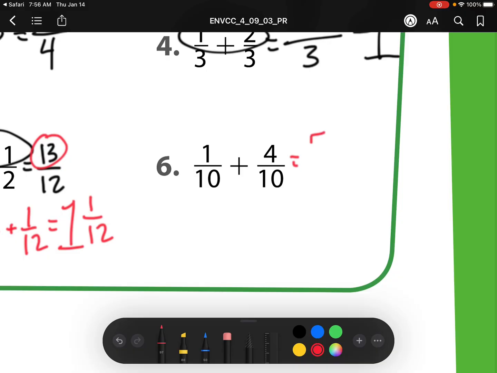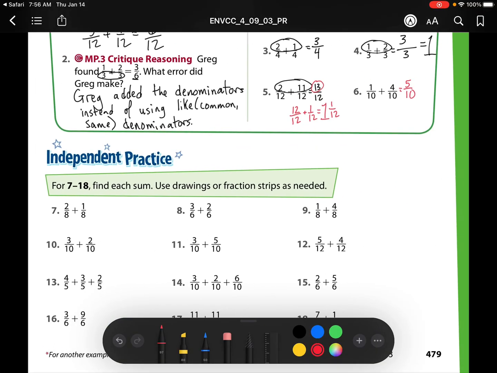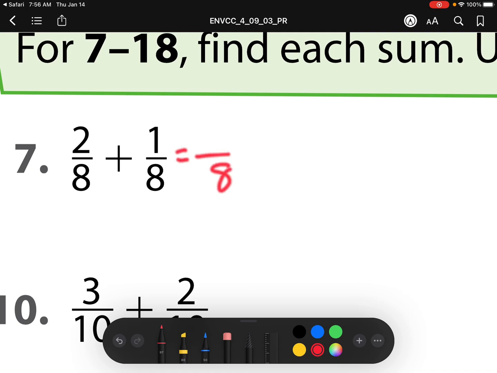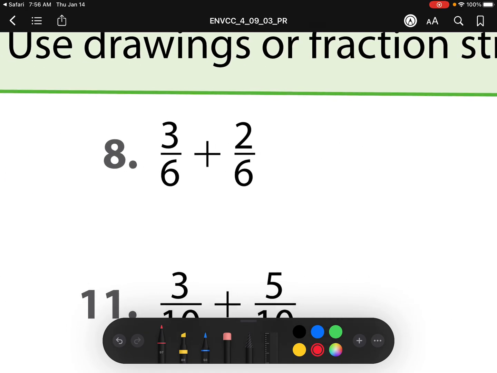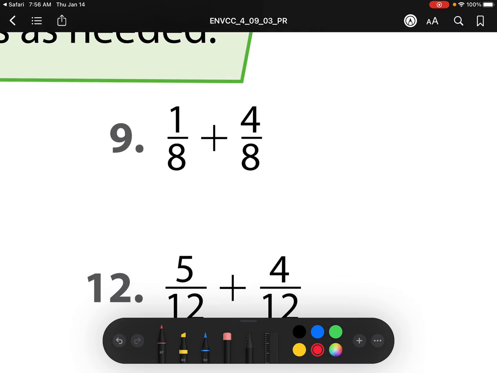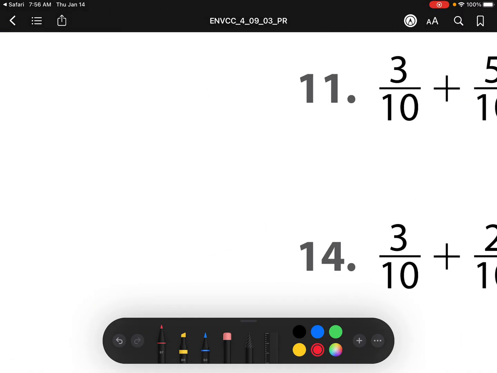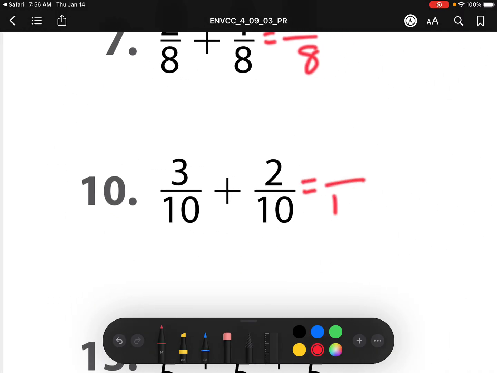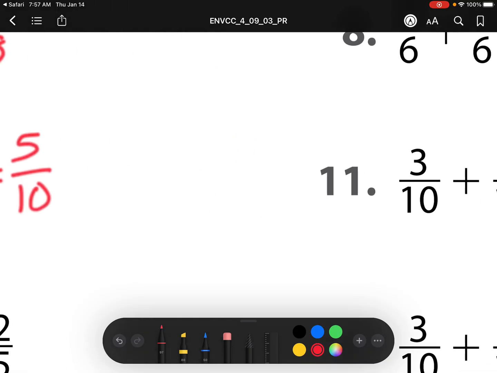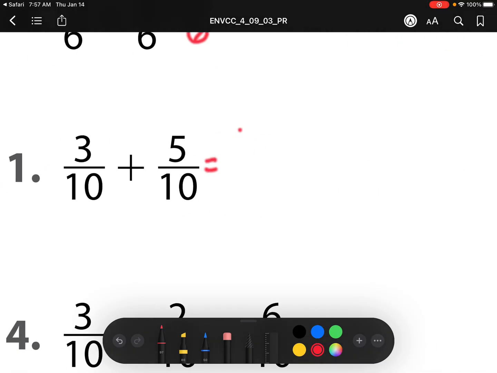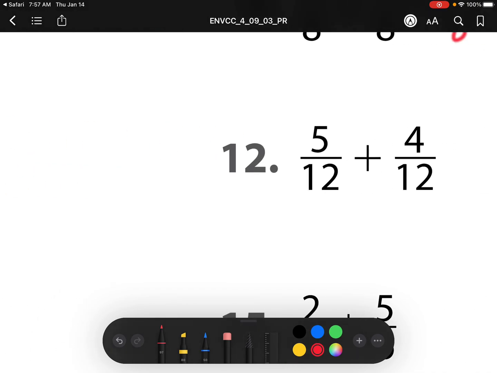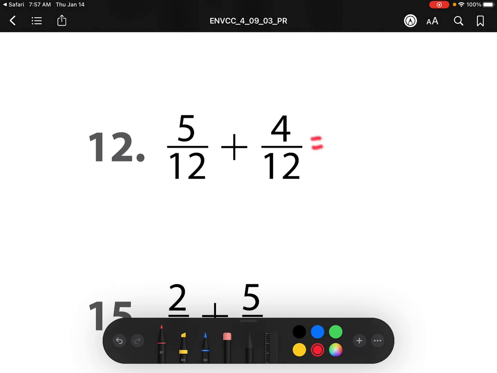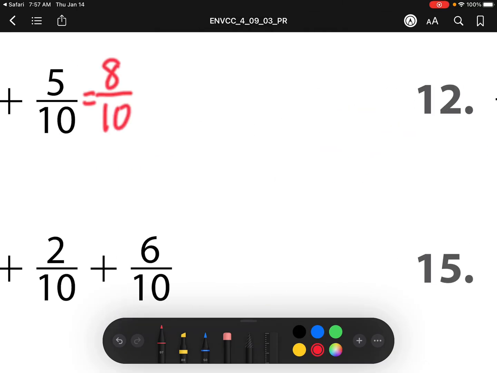Number 6, we have 5/10 because those denominators are the same. Down here, denominators are the same, so it's going to be an 8. 2 plus 1 is 3. Number 8, we have 2 plus 3 is 5/6. And over here, the denominators are the same, so we can add just the numerators. 1 plus 4 is 5. Number 10, denominators are the same, so we can add them. 2 plus 3 is 5 as well. Number 11, 3 plus 5 is 8, and remember those denominators stay the same. Over here, 5 plus 4 is 9, and the denominators stay the same.